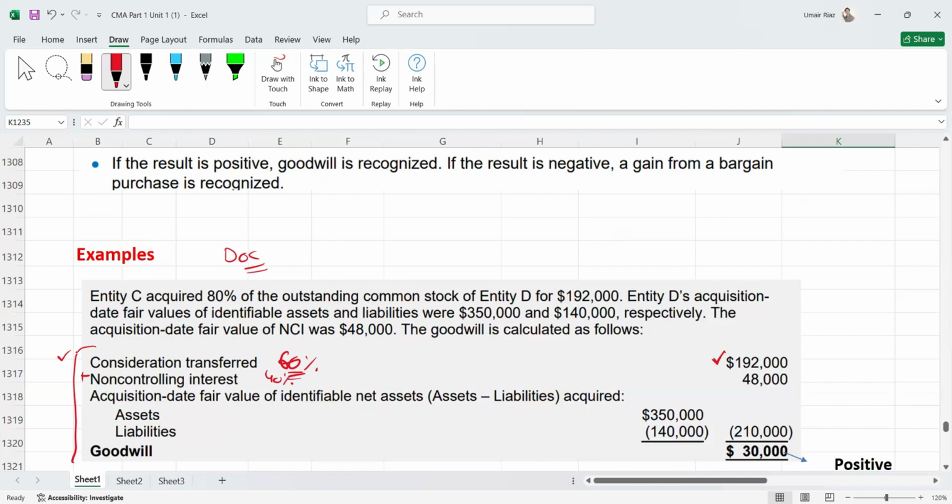In my example, whatever I'm giving you right now, for example, it is 40%. And this fair value of non-controlling interest will be given in the question. Don't you worry, you don't need to worry about it. So let's say it is given as 48,000. The example I'll read later. I'm just telling you the formula.